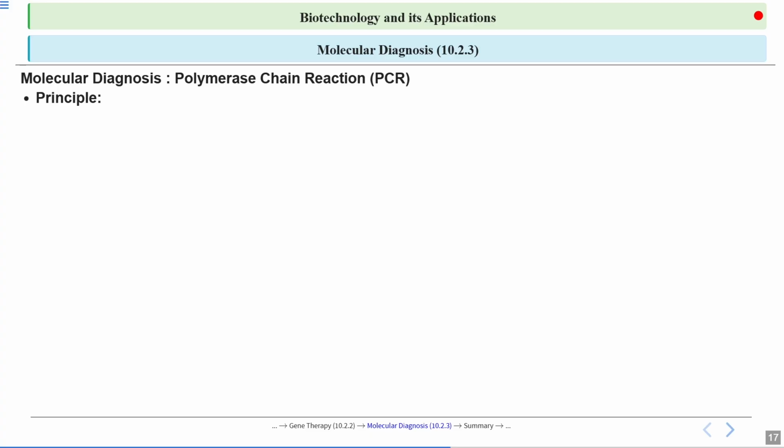So what is the principle which we use here? The amplification of the nucleic acid, as I said, that is, the DNA or RNA of the pathogen.